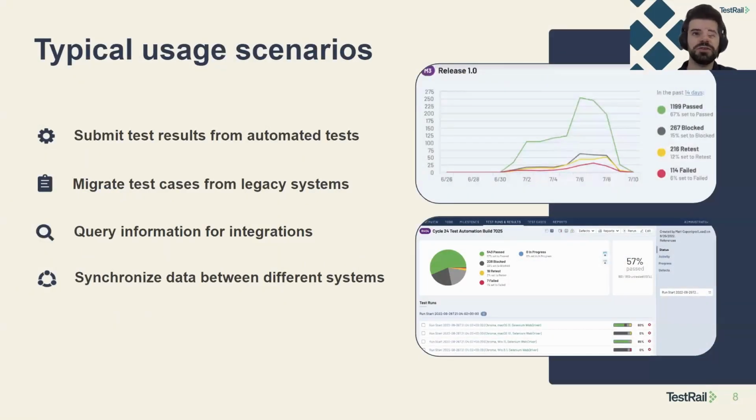What are the typical usage scenarios for our API? Well, a lot of people use the API to submit test results from automated tests. I'd say this is the biggest use case we have. But you can also use it to migrate test cases from legacy systems. You can query information for integrations, or you can synchronize data between different systems. Let's say some dashboarding tool, some BI tool you might want to use, and you need to extract data from your TestRail instance. You can also do that through the API.